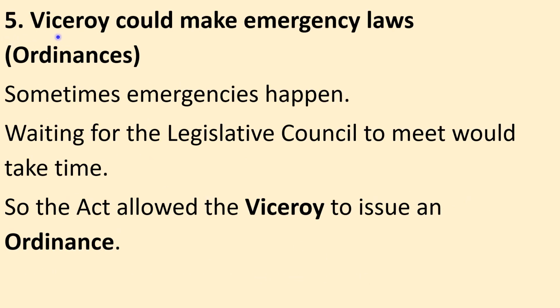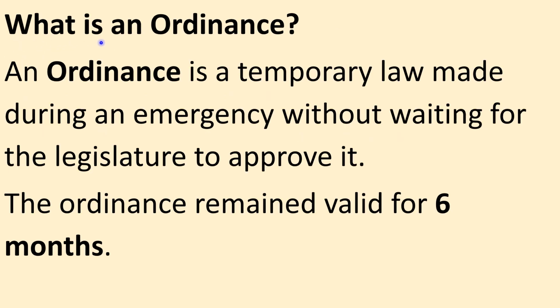Number 5. The Viceroy could make emergency laws. Sometimes emergencies happen, and waiting for the Legislative Council to meet would take time. So, the Act allowed the Viceroy to issue an ordinance. What is an ordinance? An ordinance is a temporary law made during an emergency without waiting for the legislature to approve it. The ordinance remained valid for 6 months.